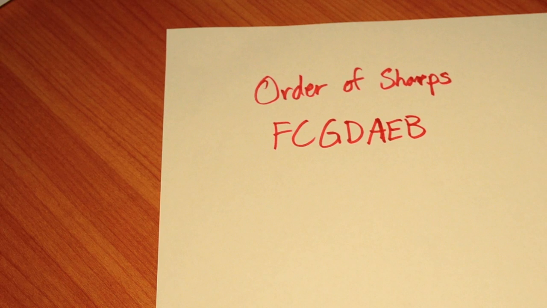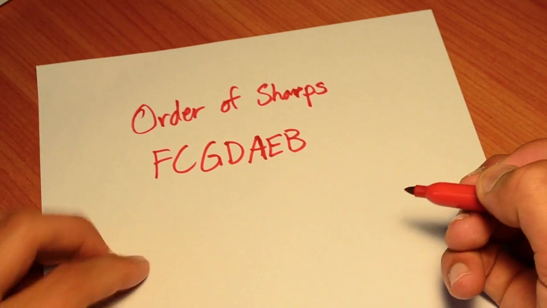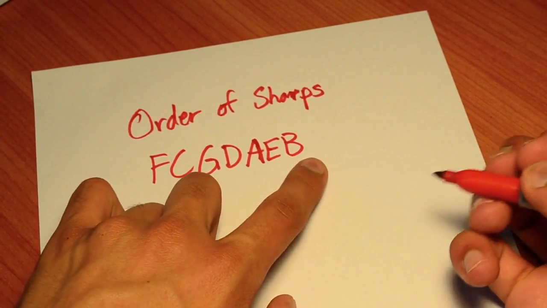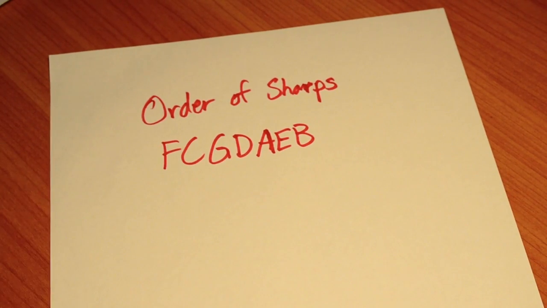We're going to go into how we actually use this order real quick, but I just want to go over a really useful mnemonic that most students learn when they're dealing with the order of sharps, and it's: fat cats go down alleys eating bologna. I just always think that's such a great mnemonic for remembering. I never forget the order of sharps using this.